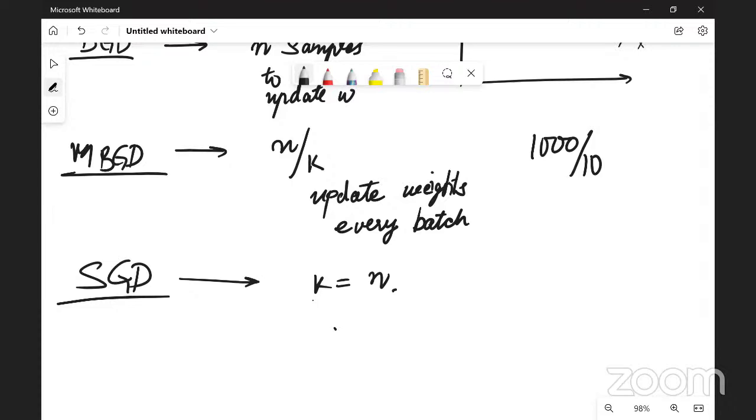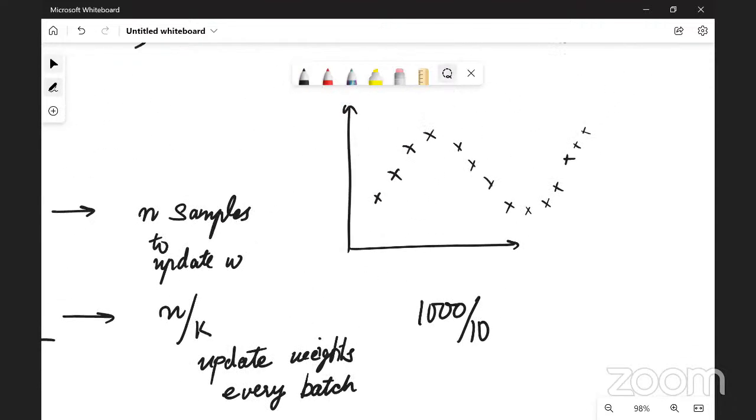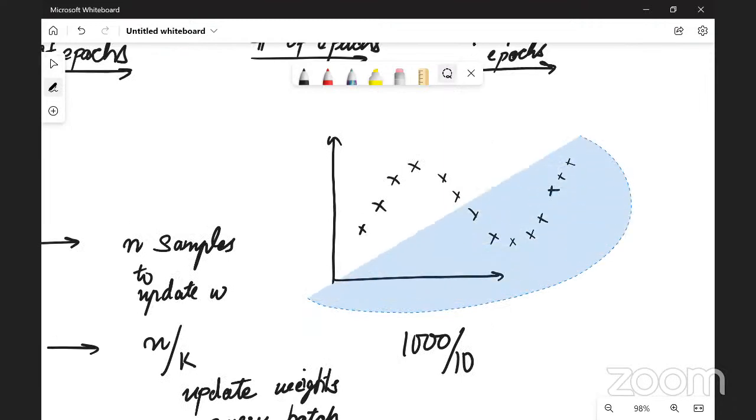Is this clear? Any questions so far? Okay. Now let's proceed to the second part, which is our polynomial function.